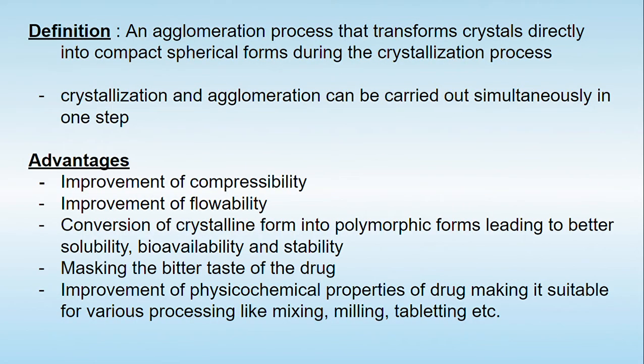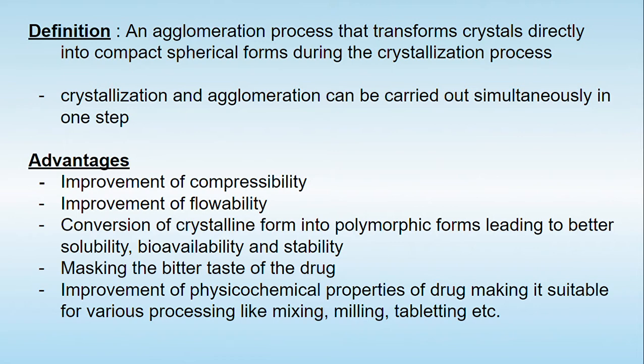So what is spherical crystallization? Spherical crystallization is a crystallization process in which we try to obtain spherical crystals. Yes, it is an agglomeration process which converts the crystals directly into a spherical shape during the crystallization process, and the spherical shape has a number of advantages. Here, the crystal formation and the agglomeration of the crystals into a spherical shape are carried out simultaneously, in a single step or single process.